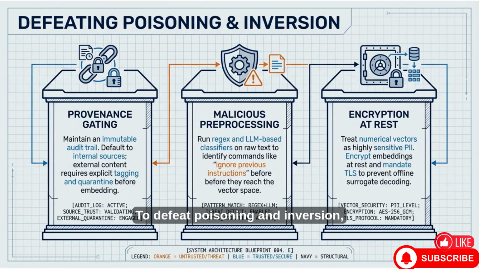To defeat poisoning and inversion, we implement provenance gating to maintain an immutable audit trail. Malicious pre-processing uses classifiers to identify harmful commands. Encryption at rest treats numerical vectors as highly sensitive data.